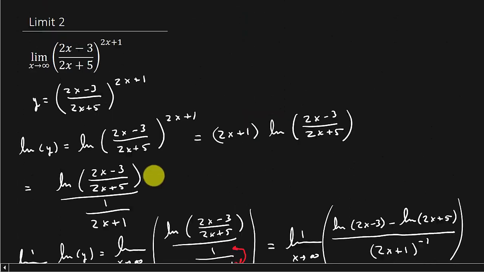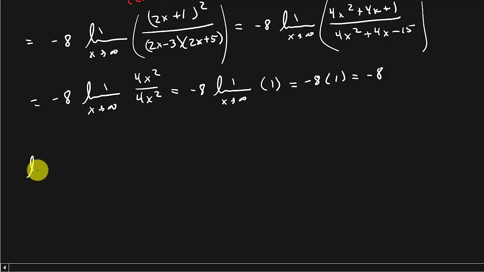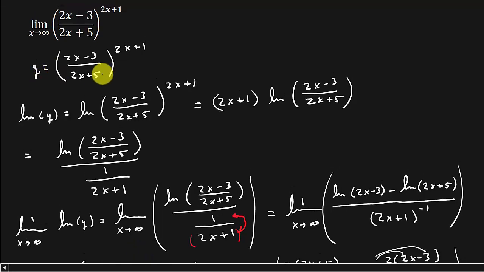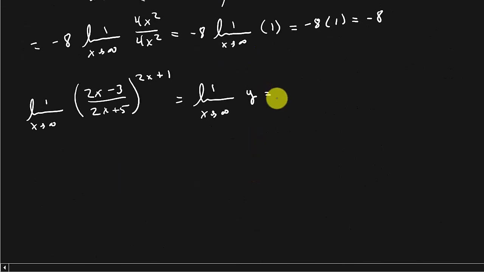Now let's just come back up here to our original problem and take that limit. So now we have the limit as x goes to infinity of 2x minus 3 over 2x plus 5 raised to the 2x plus 1. And this is just equal to the limit as x goes to infinity of y. Okay, right? Remember, I let y equal this. So I just replace this with y. And then this is equal to the limit as x goes to infinity of e raised to the natural log y. All right, so let me explain real quick where that came from.